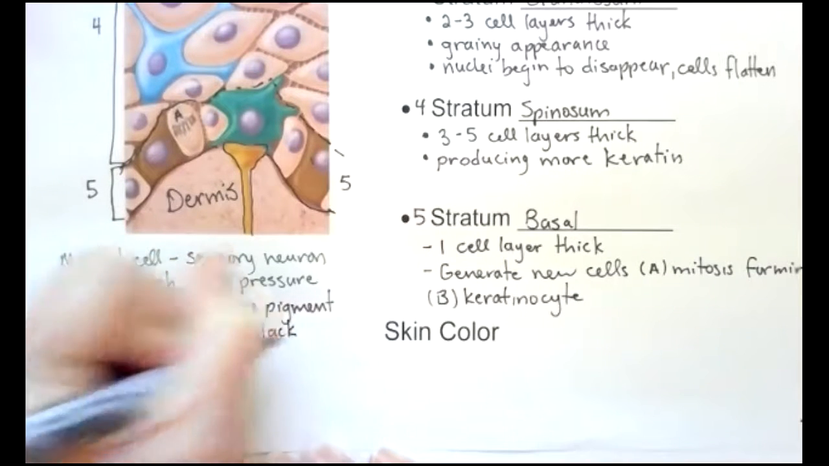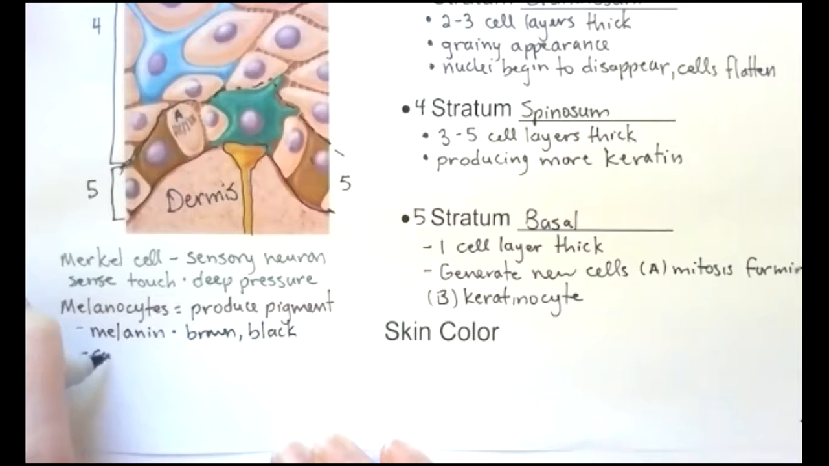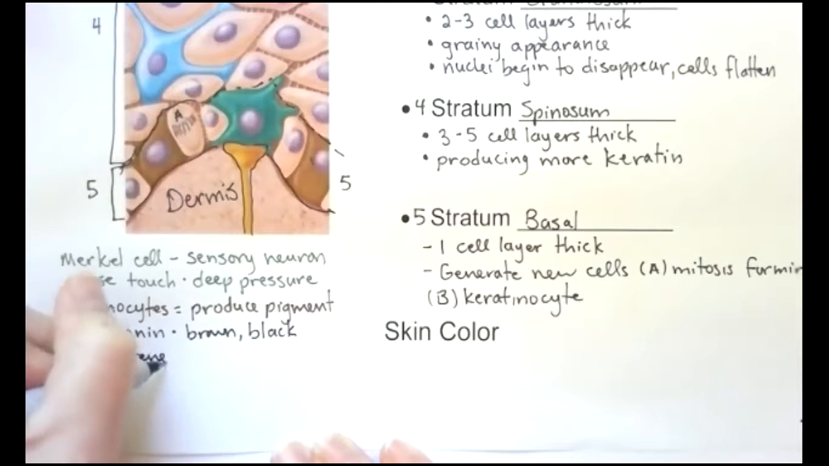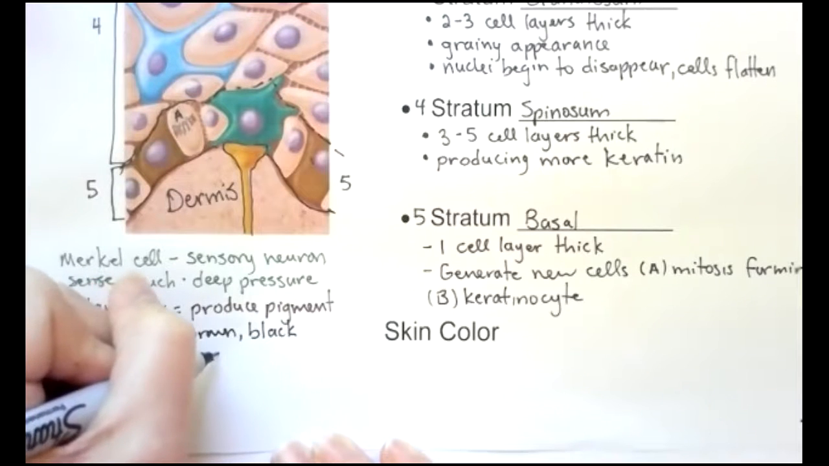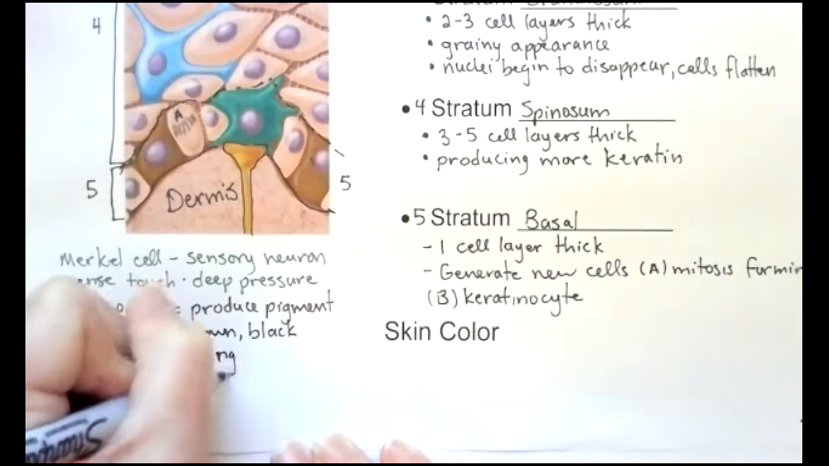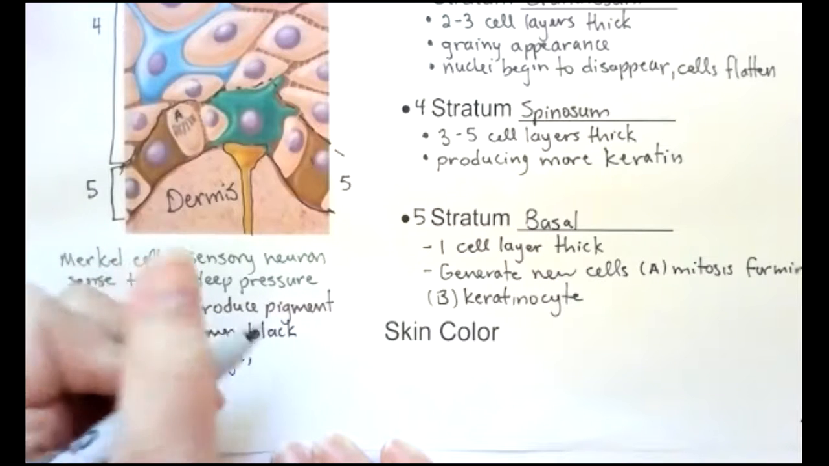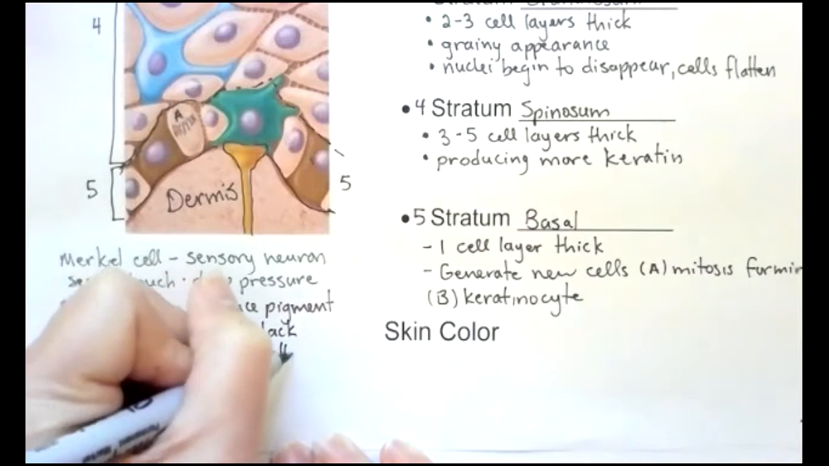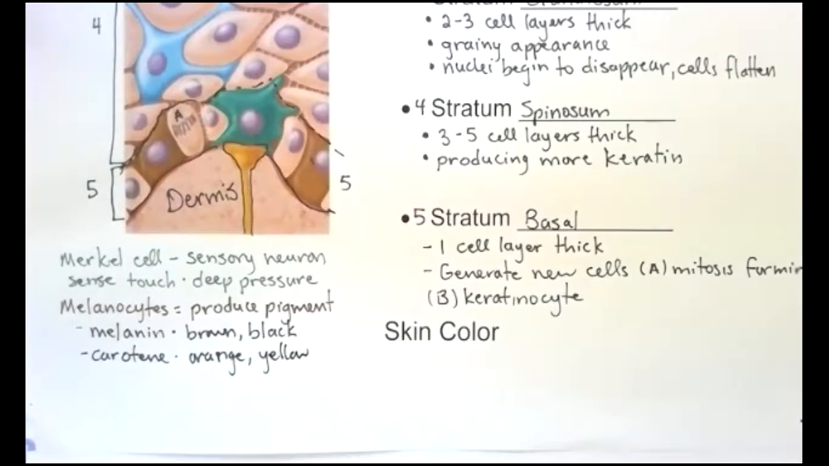I'm actually talking about eumelanin, but we're not going to get into those specifics. We have a pigment called carotene. It's more of an orange-red, orange-yellow. It's actually more orange, O-R-A-N-G-E, although I couldn't spell orange.